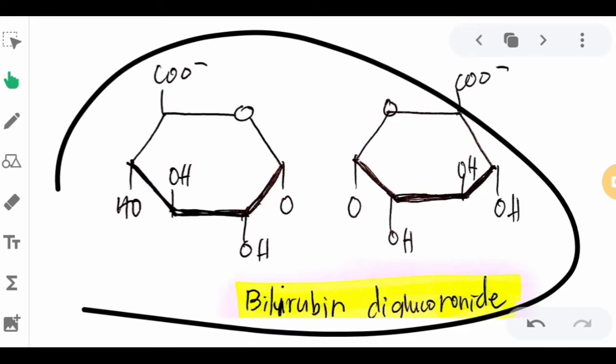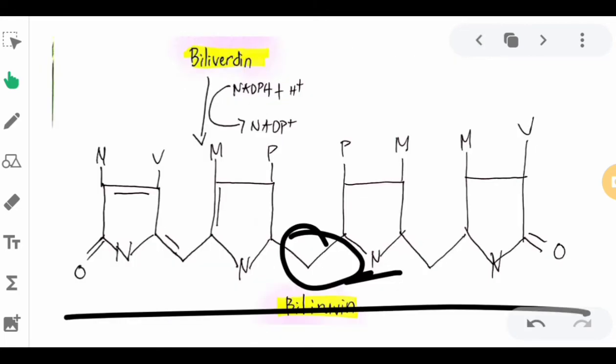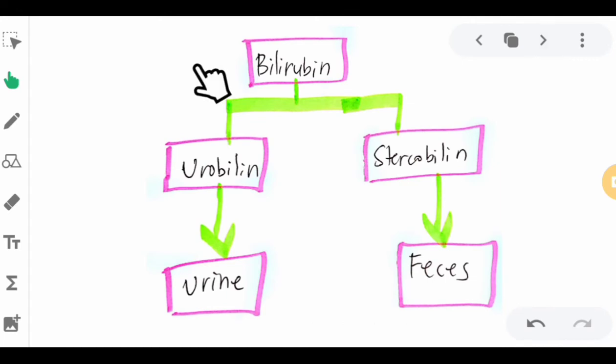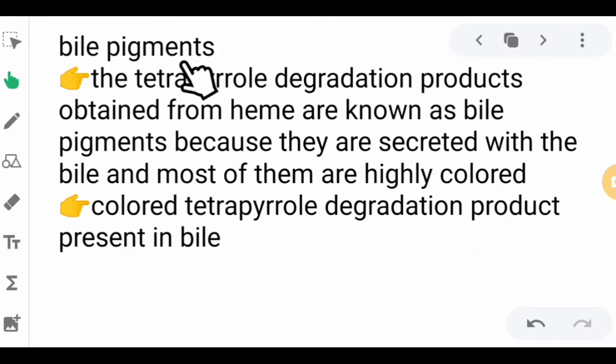Now, when the bilirubin here has been attached to a sugar, it becomes more soluble in water. What will happen is the conversion of bilirubin into urobilin and stercobilin. So, this urobilin will be excreted in the form of urine, and stercobilin will be excreted in the form of feces.